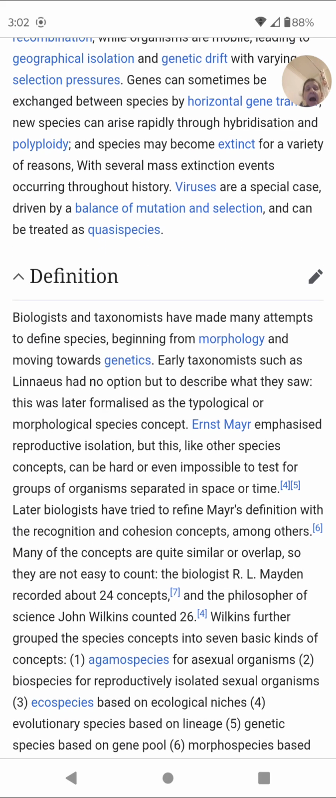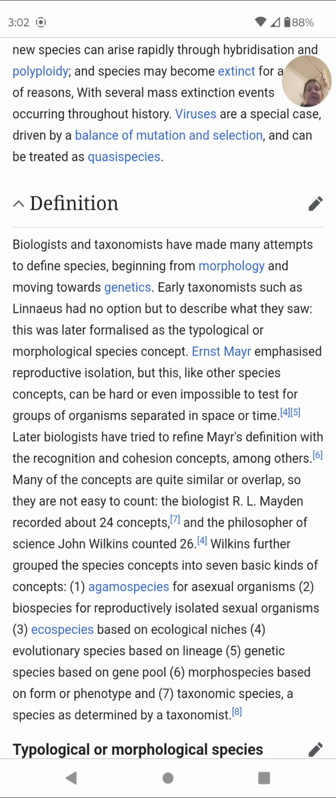Definitions. Biologists and taxonomists have made many attempts to define species, beginning with morphology and moving towards genetics. Early taxonomists, such as Linnaeus, had no option but to describe what they saw. This was later formalized as the typological or morphological species concept.